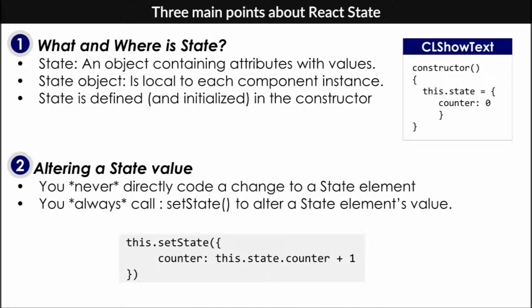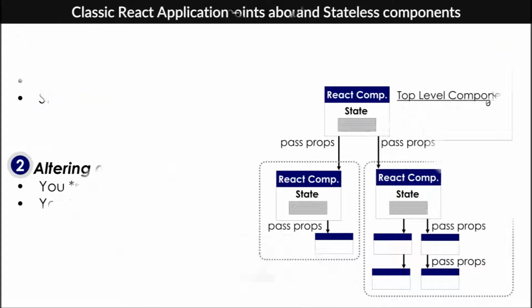Number two is that you never actually alter the state object directly. You always call this.setState, and then you identify the field and how you want to alter it. In this case, we're incrementing the counter by 1.